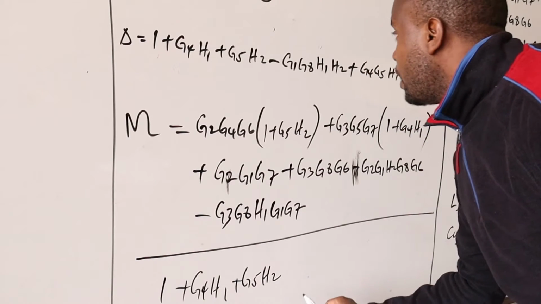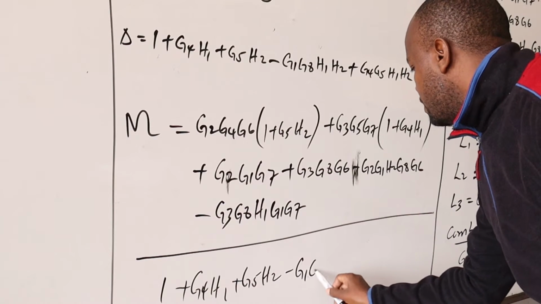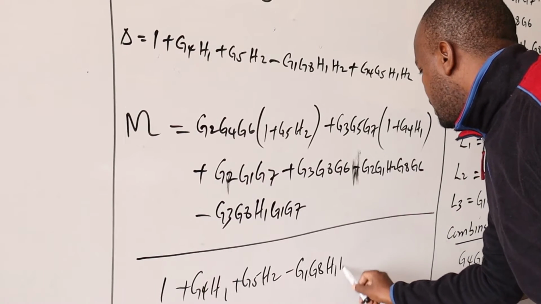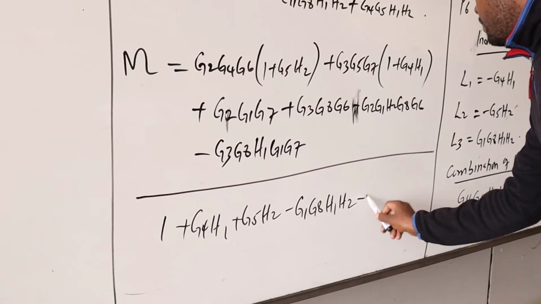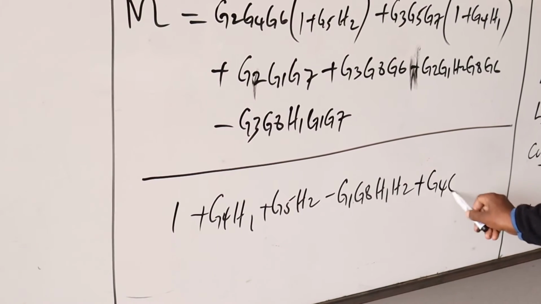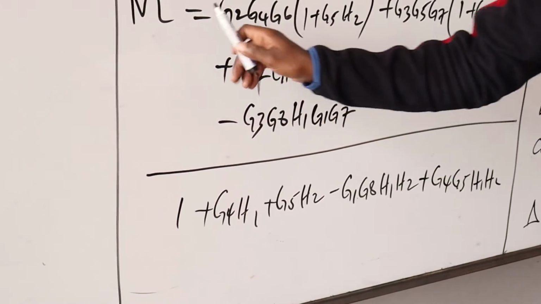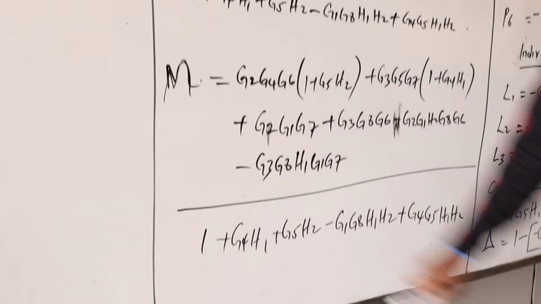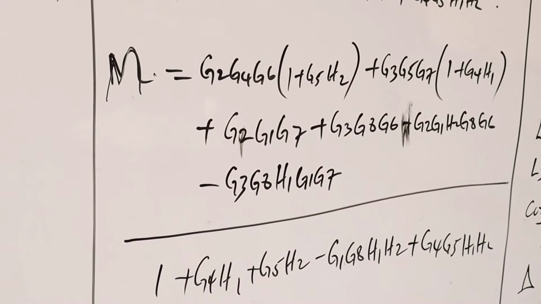minus G1, G8, H1, H2, plus G4, G5, H1, H2. And this is now what the transfer function will be as far as that particular system is concerned.